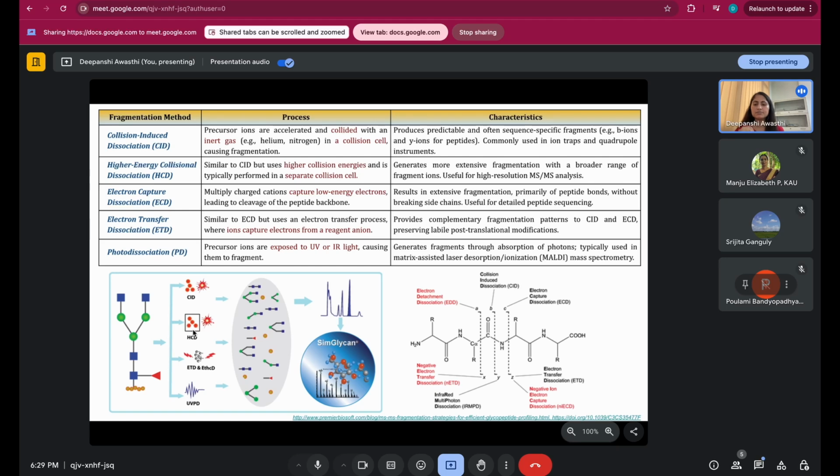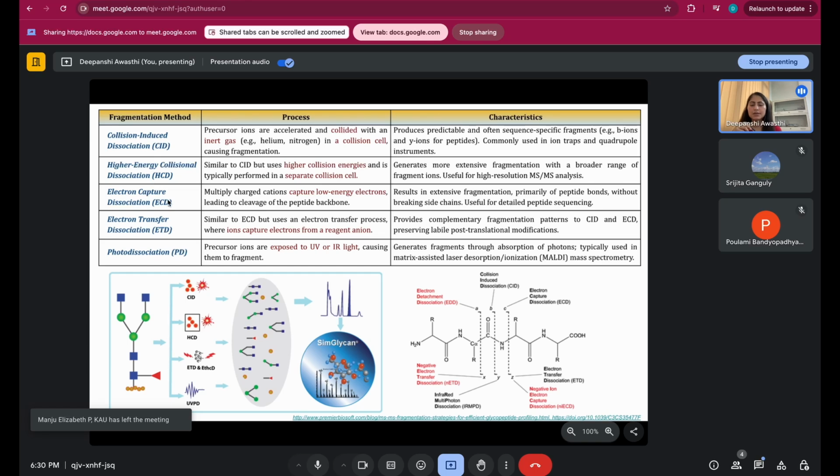because the energy is quite high, and it generates more extensive fragmentation with a broader range of fragment ions. Why is this range broad? Because higher energy is used, so multiple smaller fragments will be formed. And if the fragments are smaller, then ultimately the resolution will also be high. We will be able to distinguish between multiple peptides. So in that way, this fragmentation method is used.